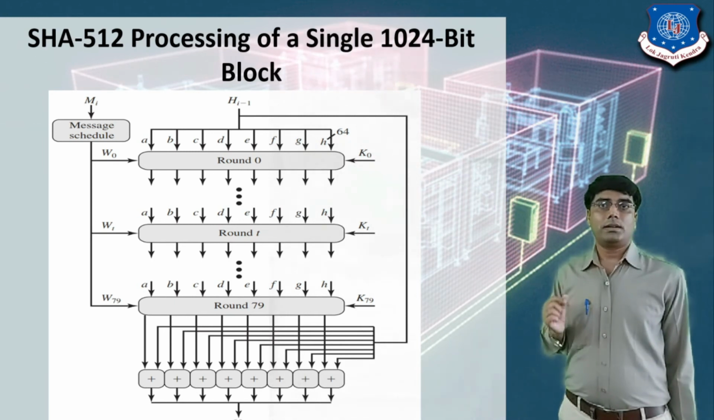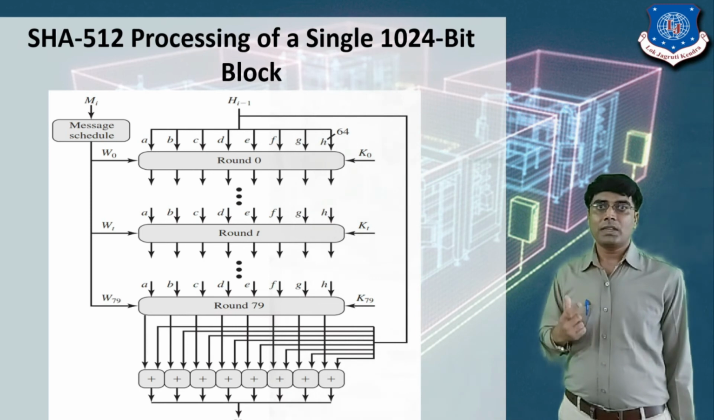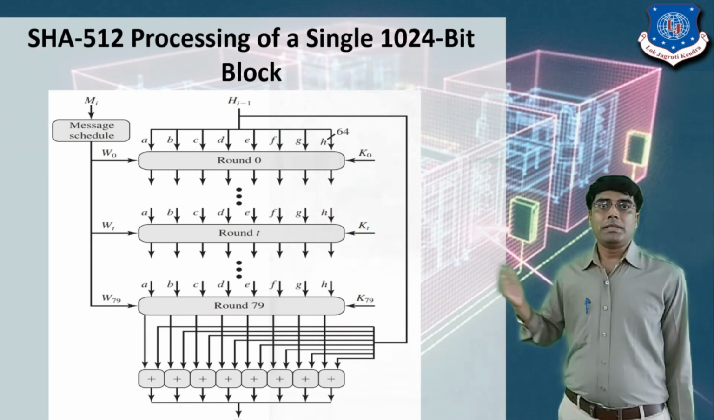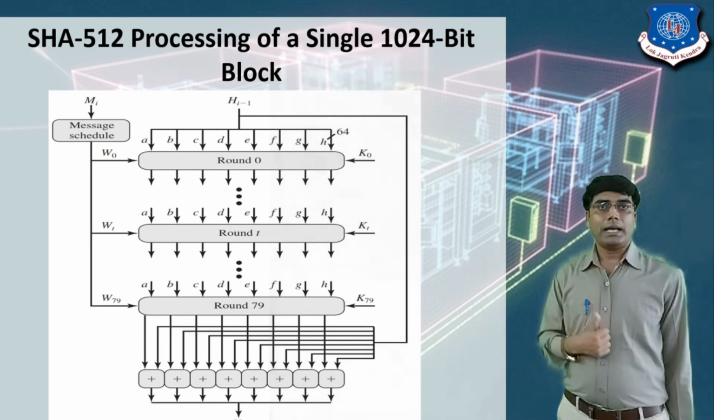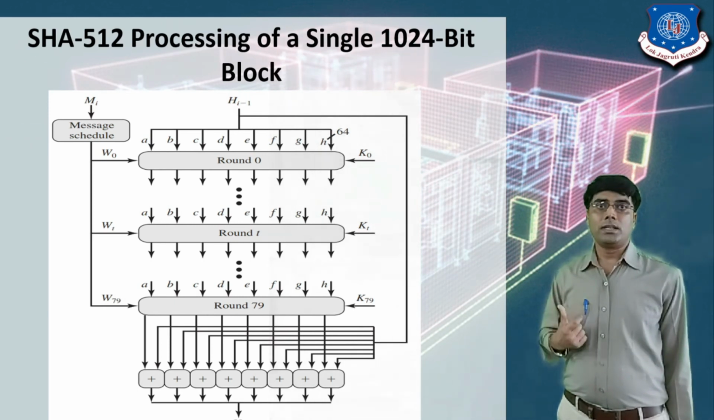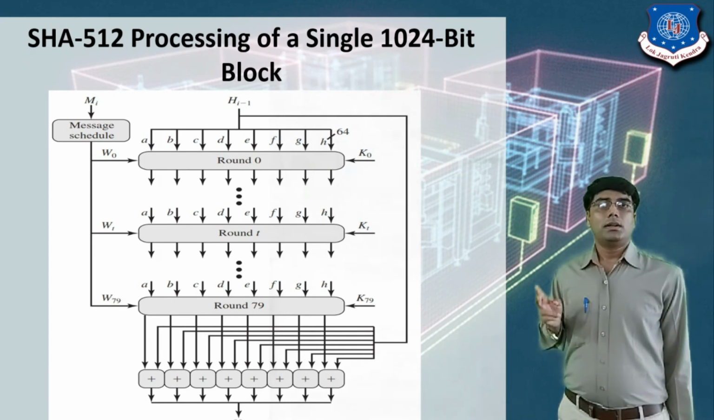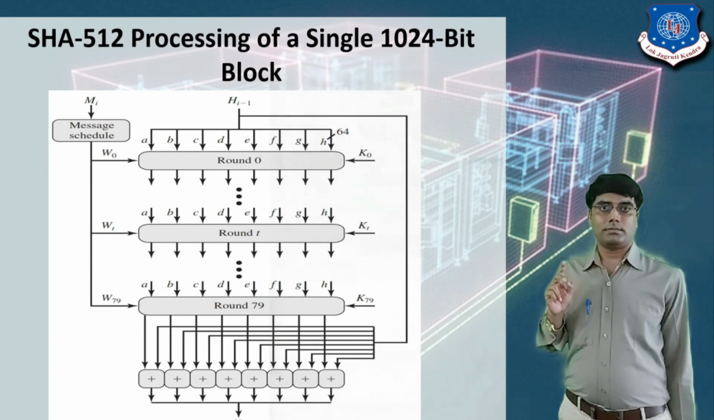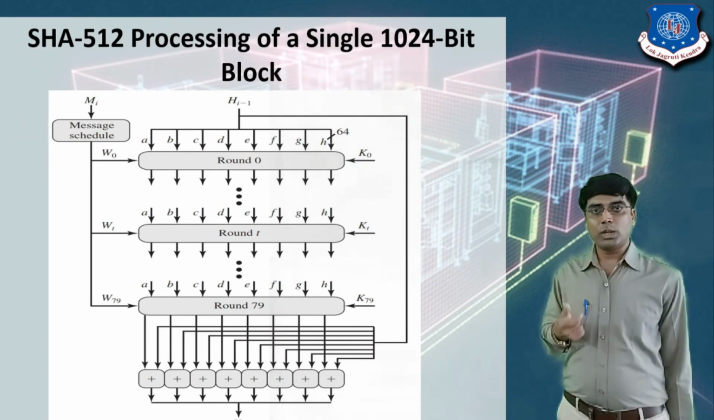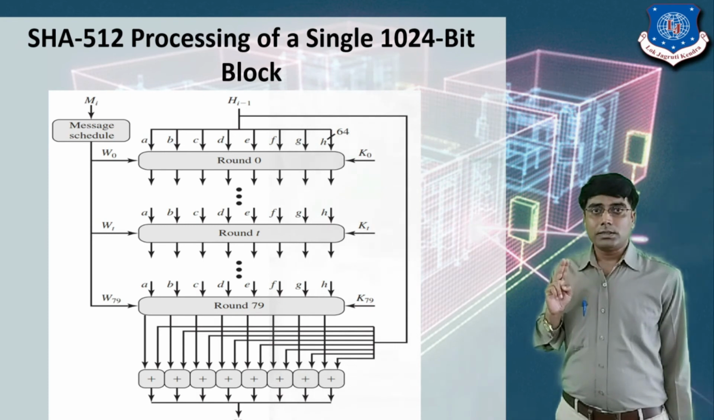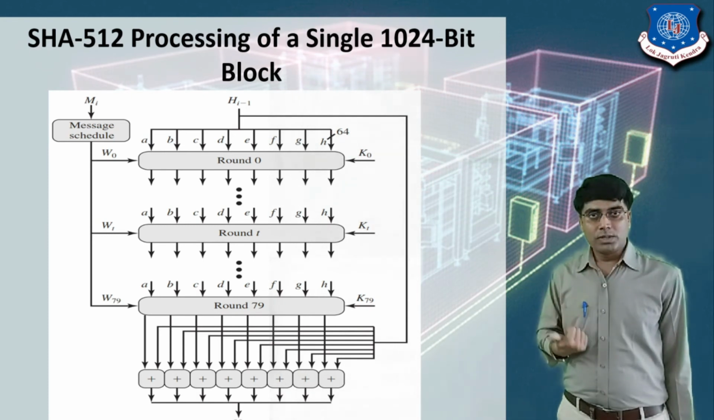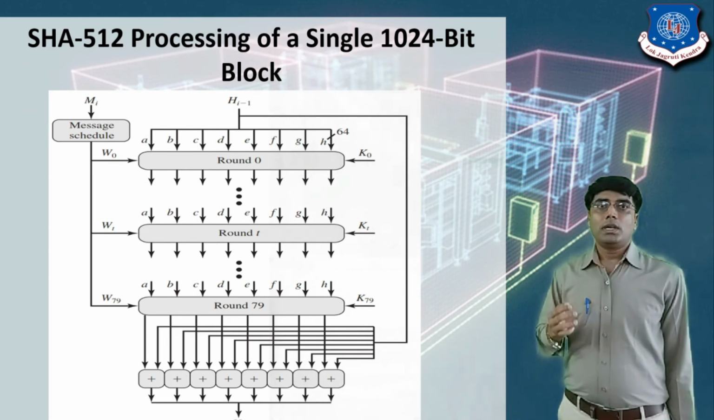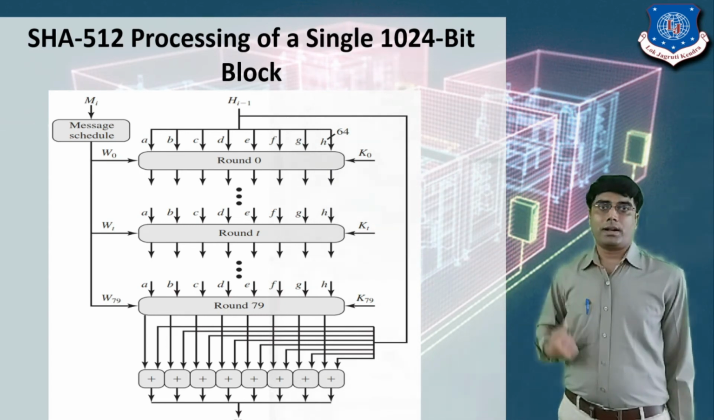The first input is W0, meaning the word which we are generating. Then the buffers A, B, C, D, E, F, G, H, and the next is K0. K0 represents the constant, right? So we are inputting these 3 things in round 0. After applying round 0, the output of round 0 will be given as input to the next round, right?